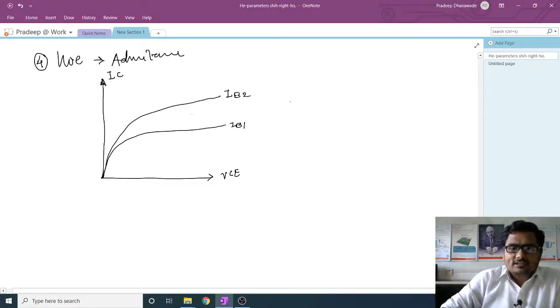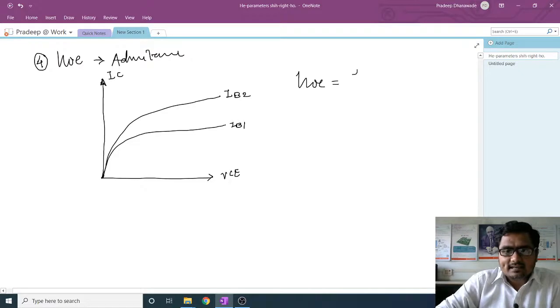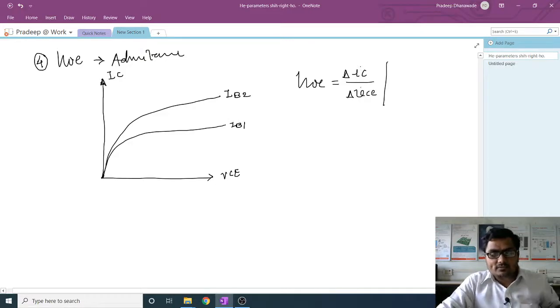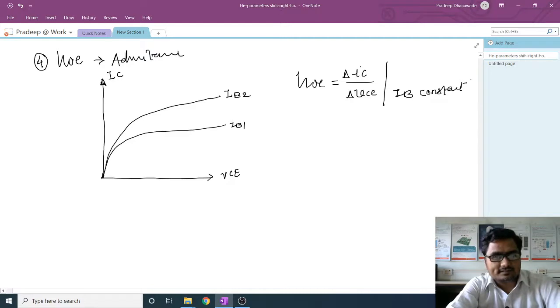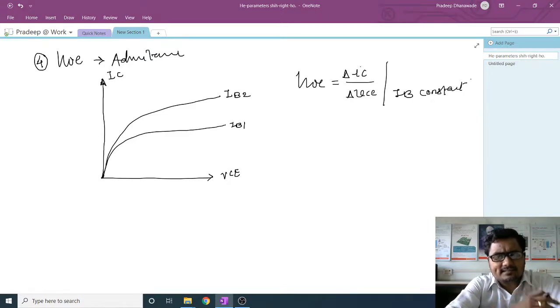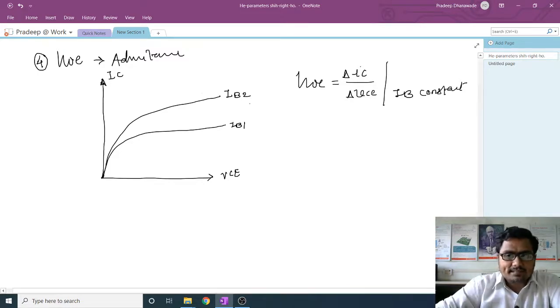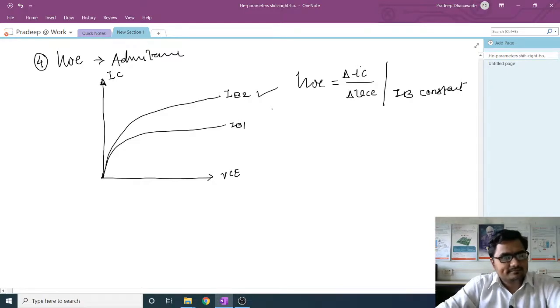Now let us write the equation. What is HOE? HOE is an admittance. It means it is current divided by voltage. That is change in current divided by change in voltage. That is change in output current divided by change in output voltage when input current is constant. That is most important, when input current is constant. Now this input current is IB. IB is completely constant for this graph, and again IB is purely constant for this graph.